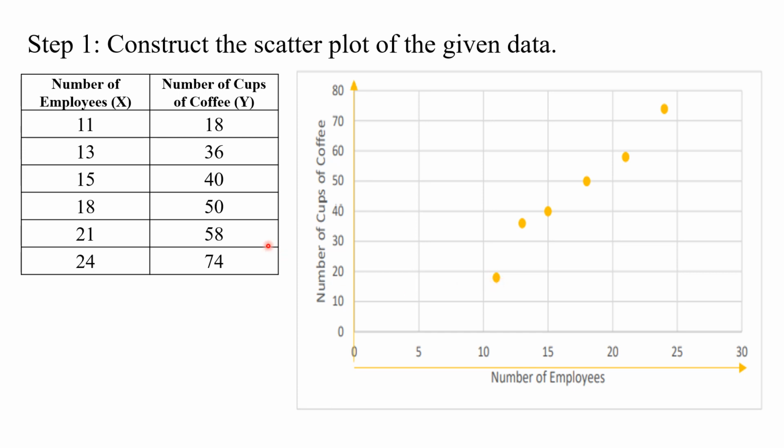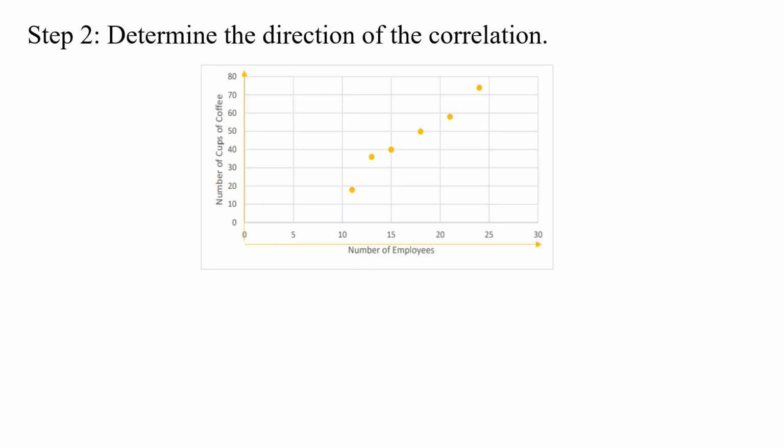Then next, yung 13 employees with 36 cups. Okay, so yung 13, hanapin ulit dito sa ating horizontal axis. Okay, so assume natin na nandito si 13 with 36 cups. So, 36, yan. Then the rest, i-plot lang din dun sa ating Cartesian plane. Okay, so mabubuo natin itong scatter plot na to. Okay, so second step is to determine the direction of the correlation.